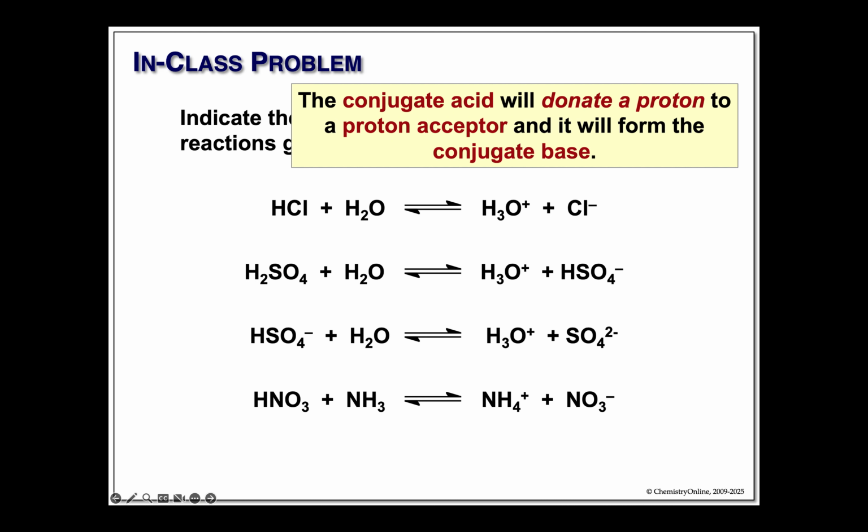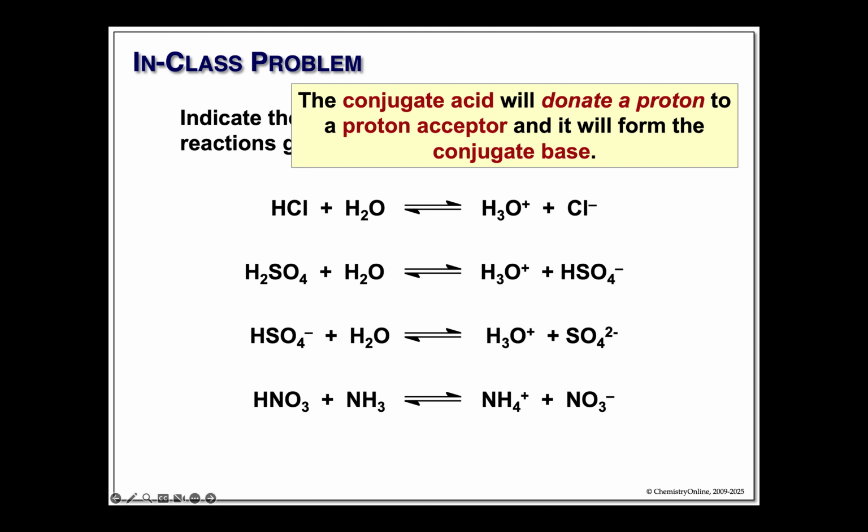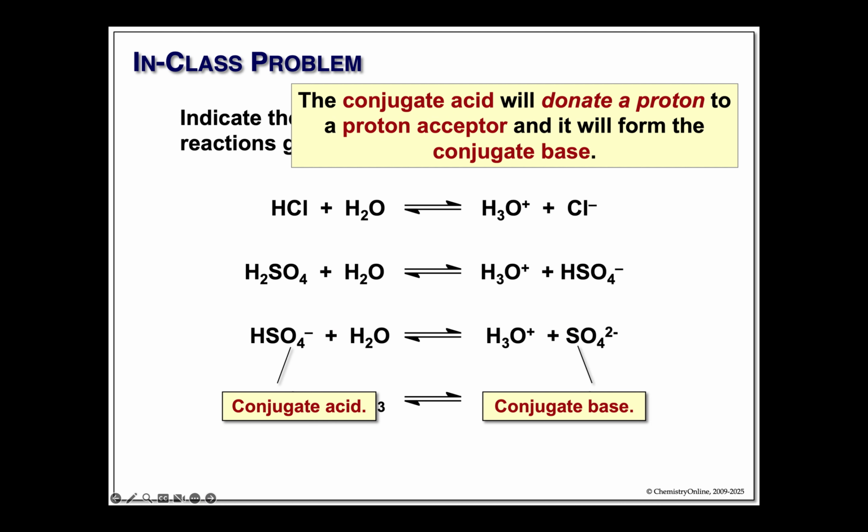Sulfuric acid, we said, did it twice. Sulfuric acid, the Bronsted acid, donates to the Bronsted base. What's left over is hydrogen sulfate. Hydrogen sulfate can do it again. Donate the proton, and we're left with the conjugate base, sulfate.